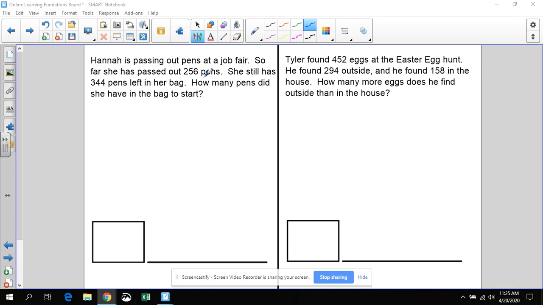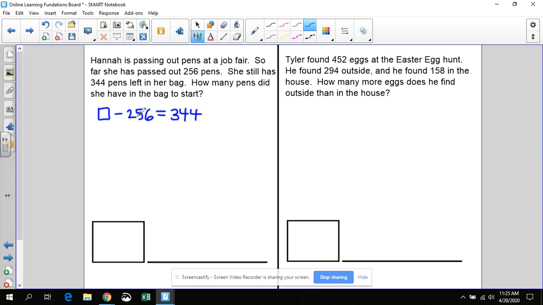So far, she has passed out 256 pens. She still has 344 pens left in her bag. How many pens did she have in the bag to start? So, it's asking about to start. So that means my box of what's missing can come first. And if she passes out 256, that means subtract 256. And after she passed out 256, she ended with 344.